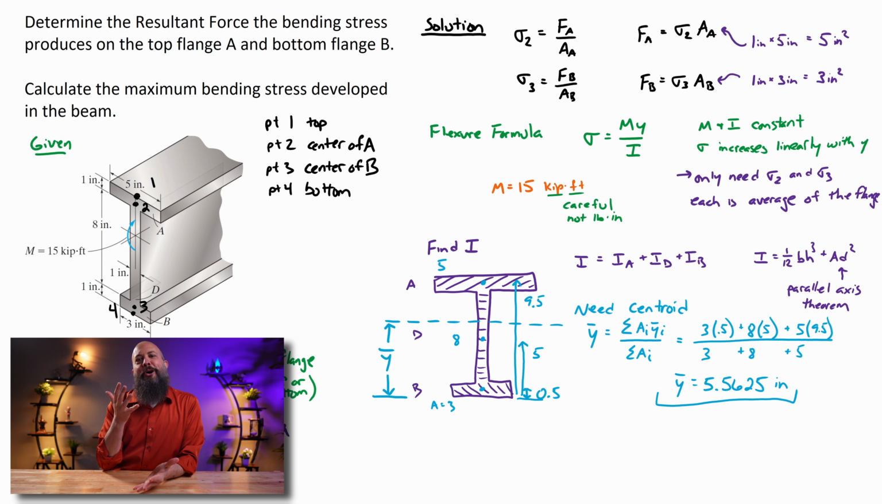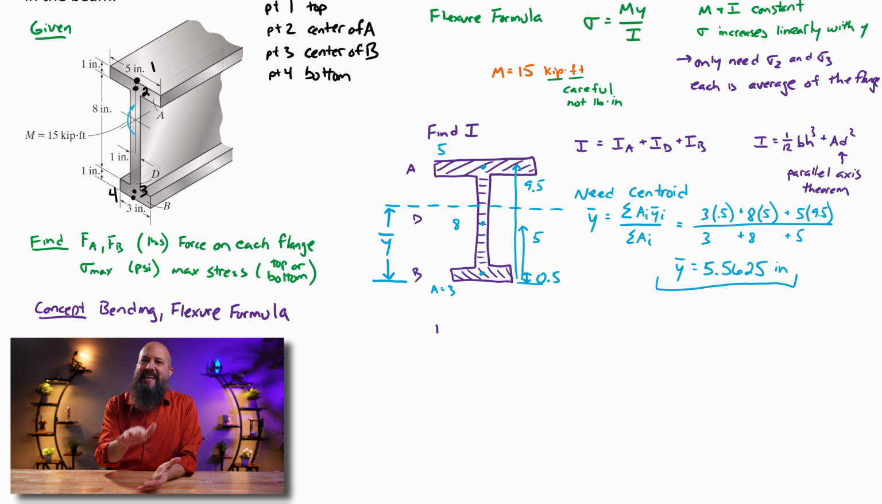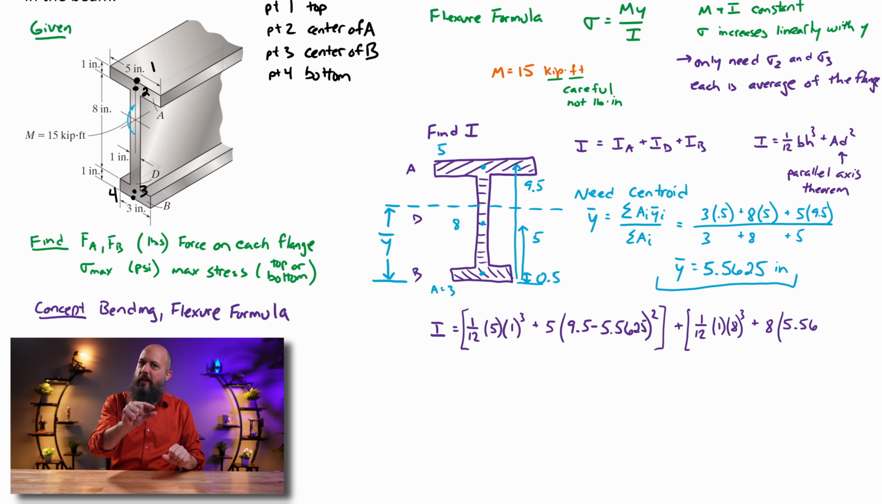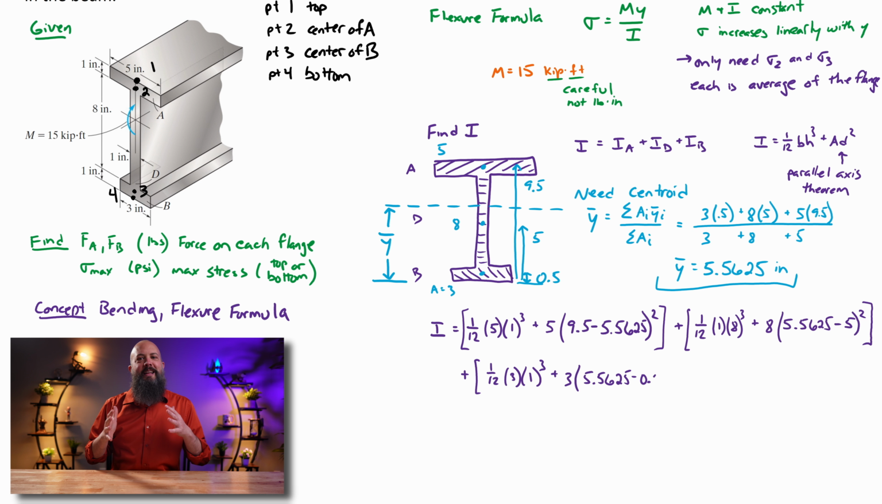Now we can do moment of inertia, finally. So we've got 1/12 BH cubed. B, base, is always the width. H, height. So the flanges have a very wide base, very small height. The web in the middle, very narrow base, taller height. And then D is the AD squared for the parallel axis theorem.